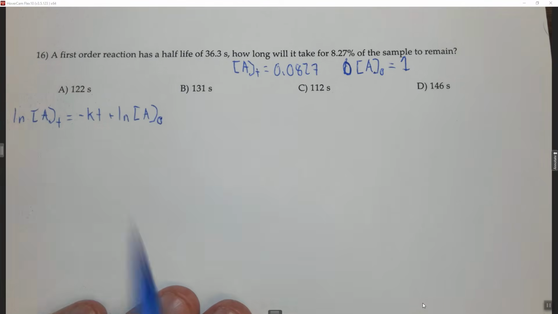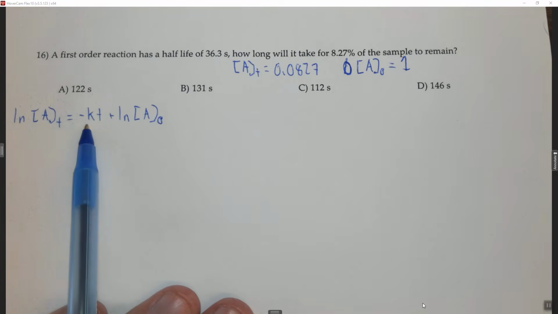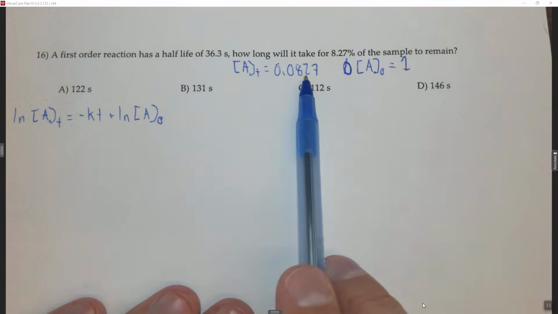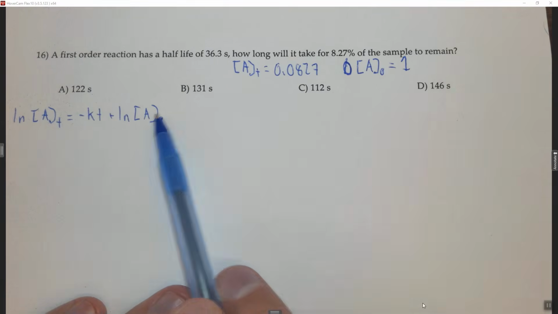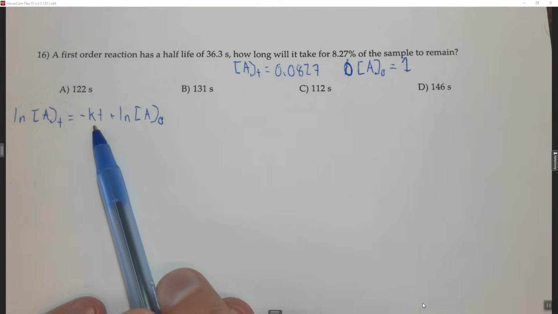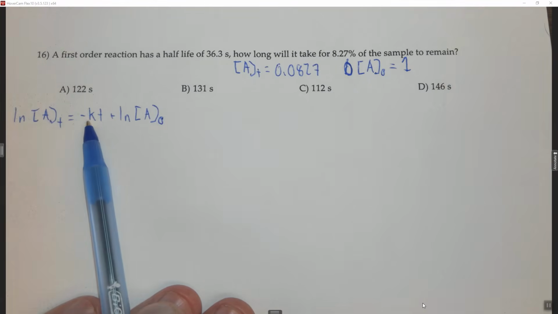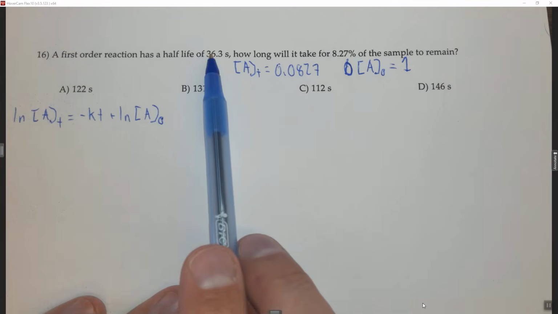The problem is we can't plug in yet, because if we look here, k and t are both variables. We know this concentration, good. We know this concentration, good, but we don't know k or t. So we can't plug in yet because we don't have enough information to solve this. We only have one equation. Well, how are we going to find one of these things? Well, it turns out we can find k. We're trying to find t. How can we find k?